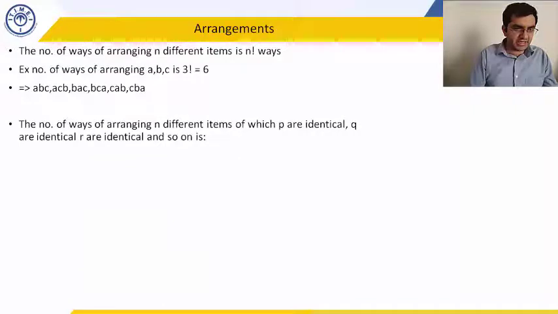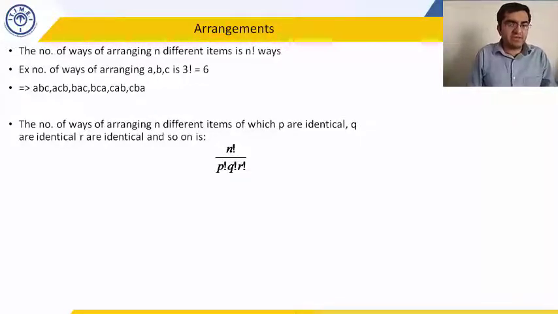And now let's take some n different items of which P are identical, Q are identical, R are identical. For that case, the number of ways would be n factorial divided by P factorial, Q factorial, R factorial. Please write all this down. Basically, this is to say that the total number of ways will not be n factorial and it will be divided. So we'll look at an example as well.